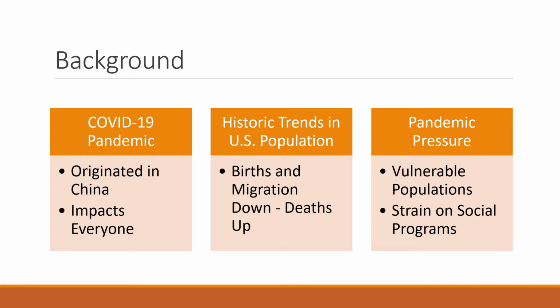To better understand the impact COVID-19 has had on the U.S. population, historical trends must also be considered to provide a more complete picture. A population, according to demographers, is made up of three determinants: births, deaths, and migration.